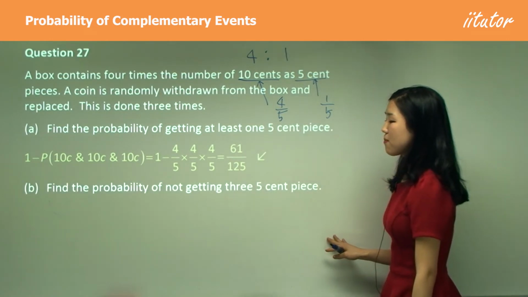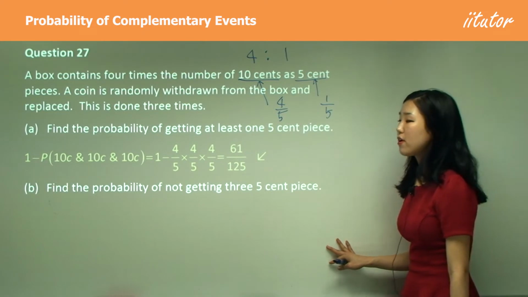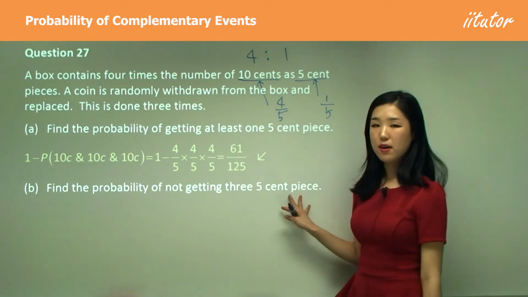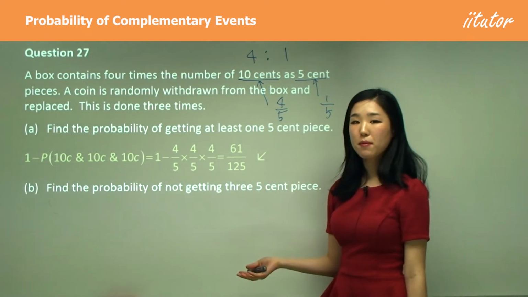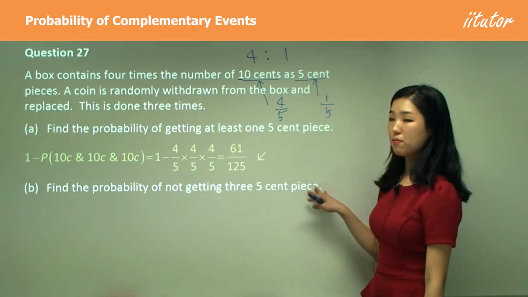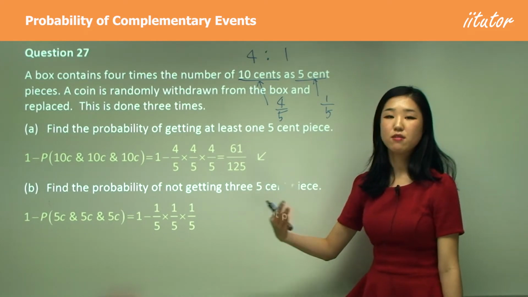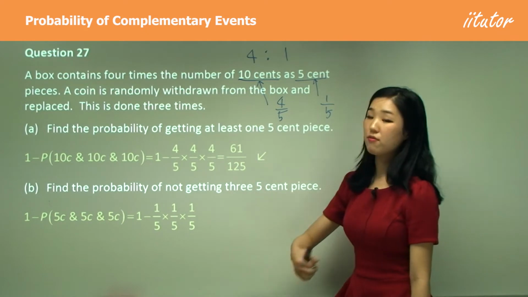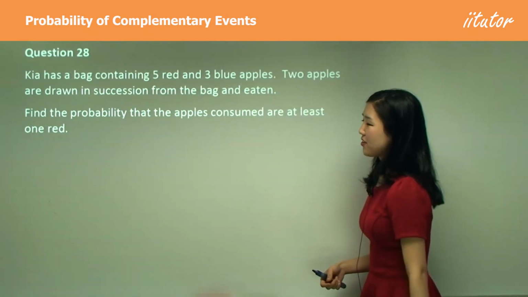Now B, find the probability of not getting 3 5-cent pieces, of not getting. So this is the opposite of getting 3 5-cent pieces, which means not getting 3 is the complementary of getting 3. I should subtract getting 3 5-cent pieces from 1. So it will be 1 minus the probability of 5 cent and 5 cent and 5 cent, which is 1 minus 1 over 5 times 1 over 5 times 1 over 5, 3 times. That would be this.